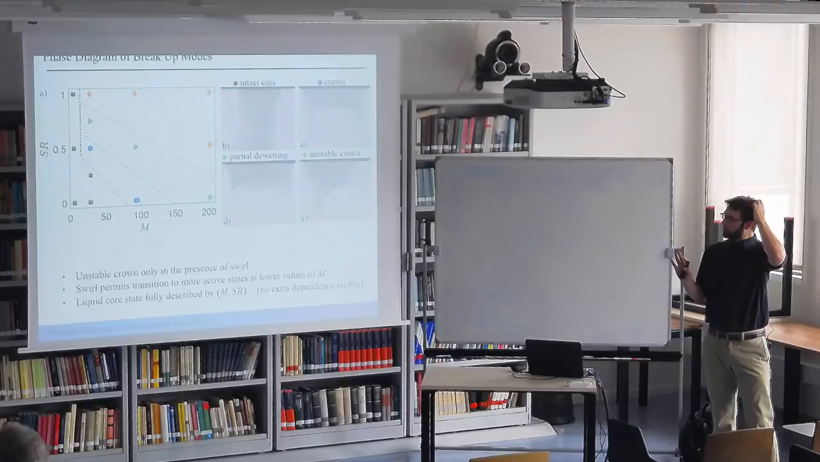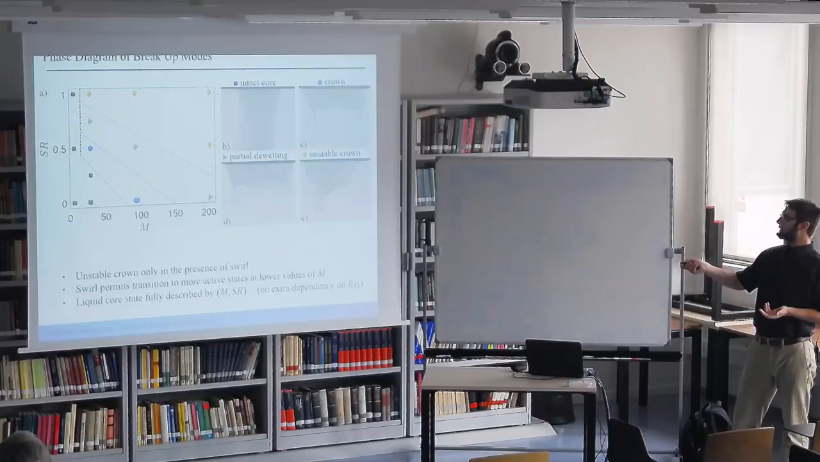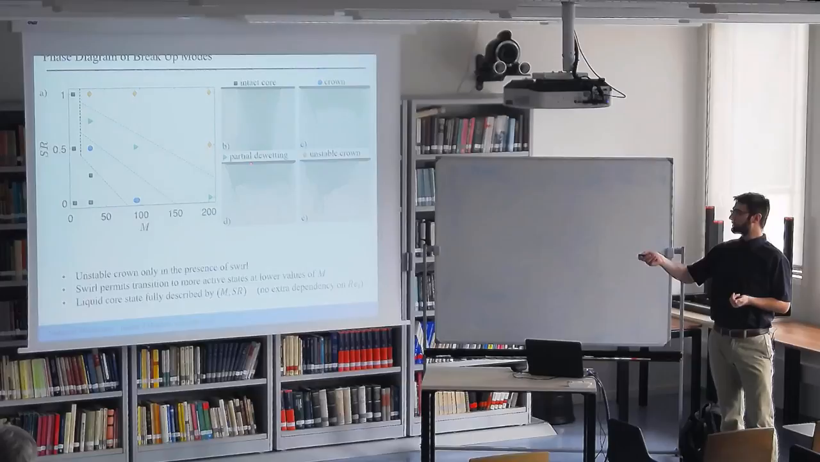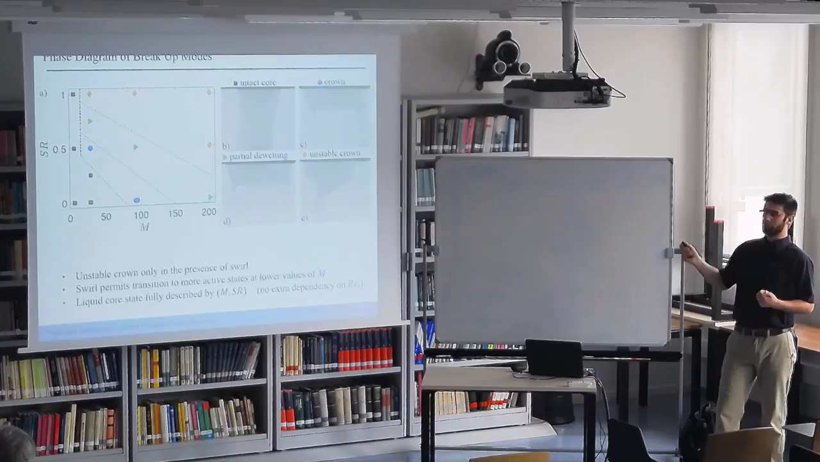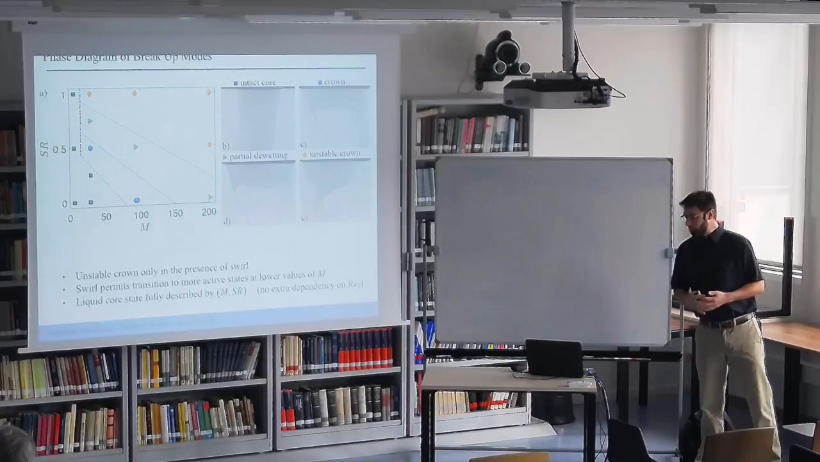And so you have those four states: intact core, conical, an intermediate one that I call partial dewetting when you have those pockets, and then the unstable conical. And you see that when you put swirl, you need less momentum, you need less gas momentum, to go to those higher energetic states.